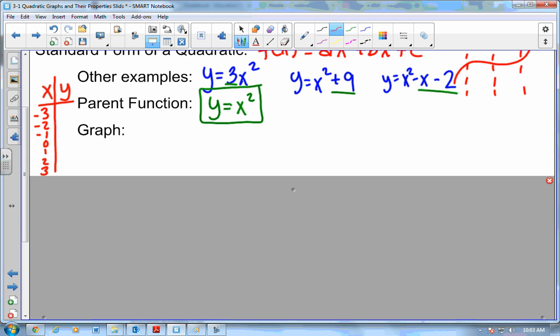Okay, -3 squared. What's that? 9. So if we plug in -3 into our parent function, we get 9. We do -2 squared. What's -2 squared?